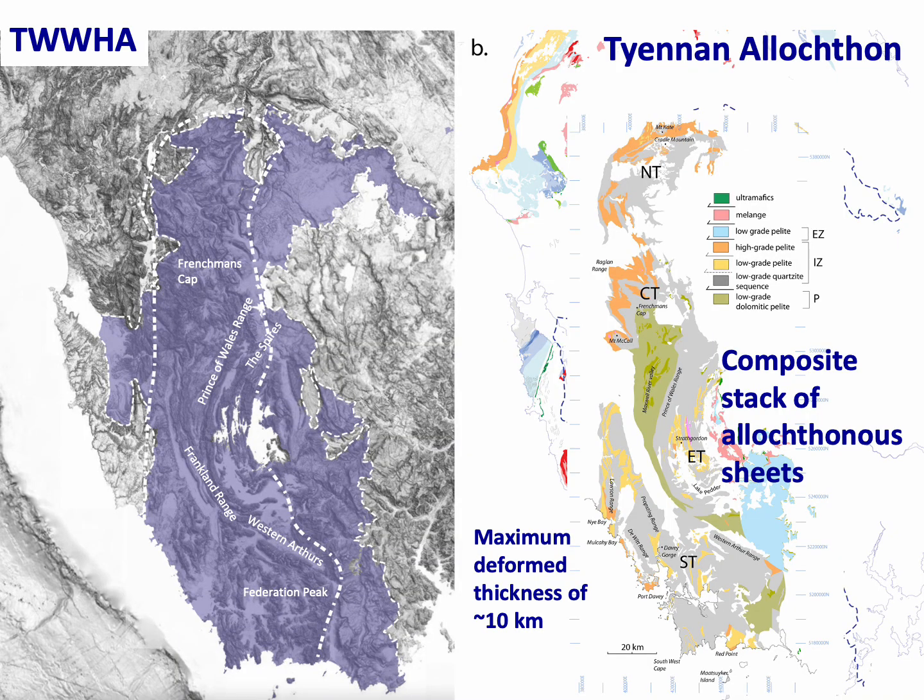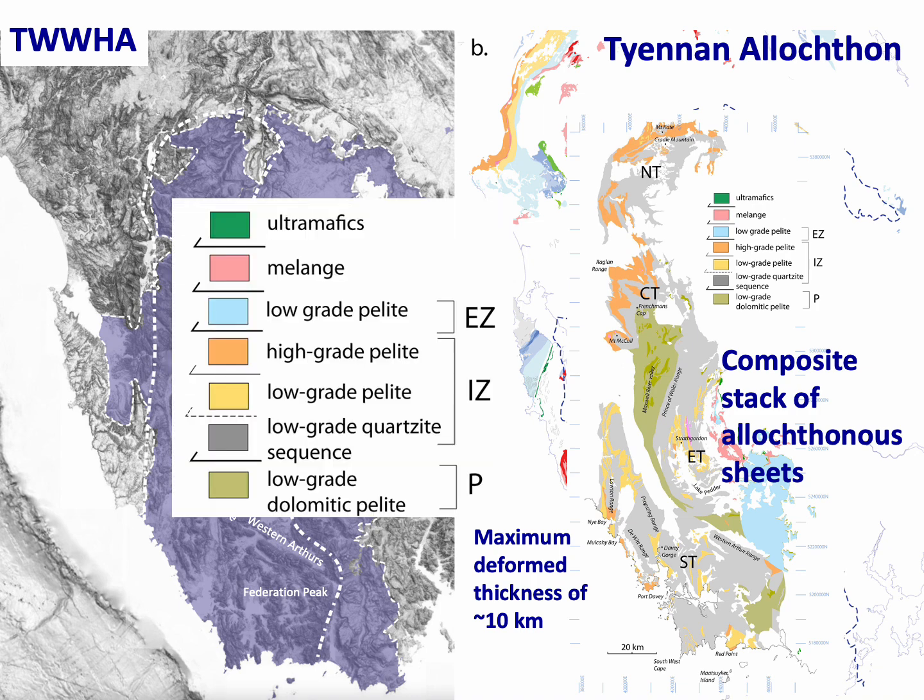The Tyennan Domain is a composite stack of allochthonous sheets with a maximum deformed thickness of approximately 10 kilometres based on thickness determinations in the southern part, that is, the southern Tyennan subdomain. The stacking order includes high-grade pelite, the orange-brown unit, overlying low-grade pelite, the pale orange unit, and low-grade quartzite, the grey unit with a basal platy quartzite.